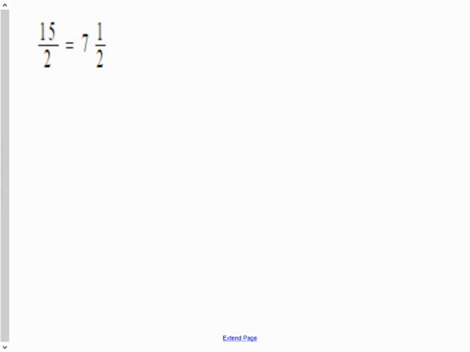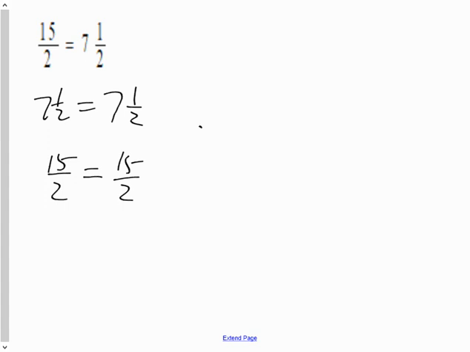15 halves is equal to 7 1/2. Well, if I change them both to mixed, then yes, they are. And if I change them both to improper, 7 1/2 is going to be 15 halves. Either way you have it, the answer is true. They are indeed the same thing.